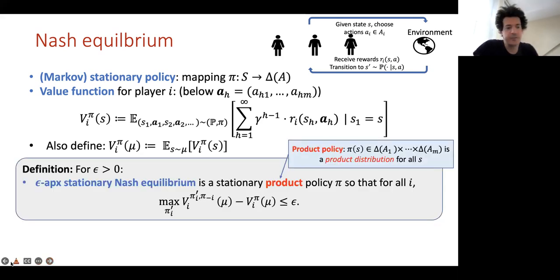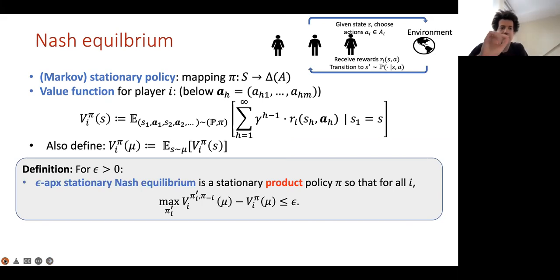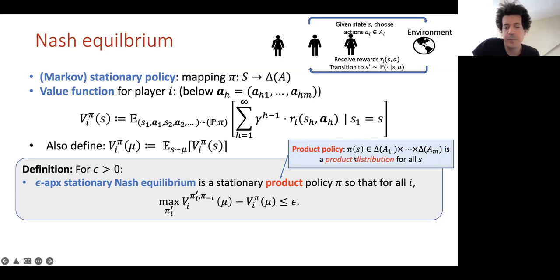I gave this distinction because I will also be interested in what is called perfection here. So we'll get to this. So, definition: for every epsilon, I call an epsilon-approximate stationary Nash equilibrium a product policy, right? So a policy that for every state samples from a product measure over actions, such that no player can deviate and gain more than epsilon. Every deviation would give a player at most epsilon better than following the policy pi.